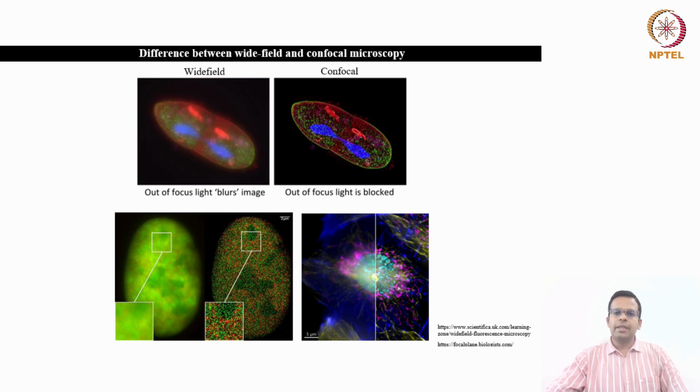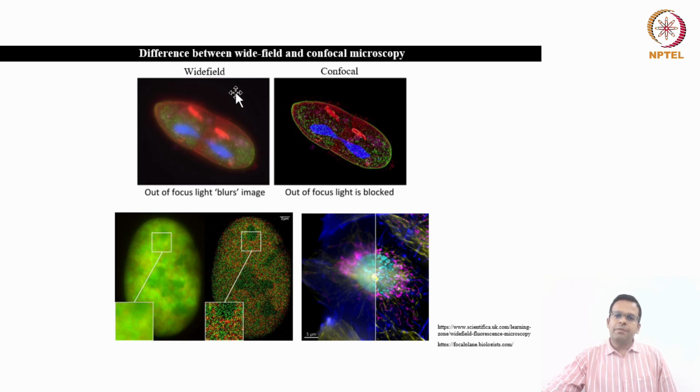So here you can see the difference in image quality between wide field illumination and confocal illumination. So this is a wide field image and this is a confocal image. Now what you can see here, which image is better? So obviously we will say that this confocal image is better than the wide field image, because the details are more clear in this image compared to this wide field image.